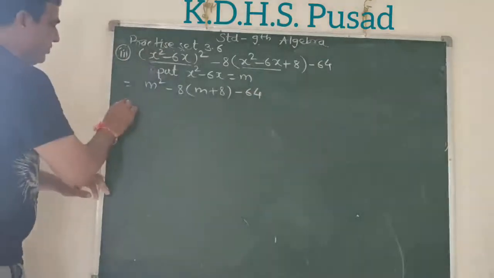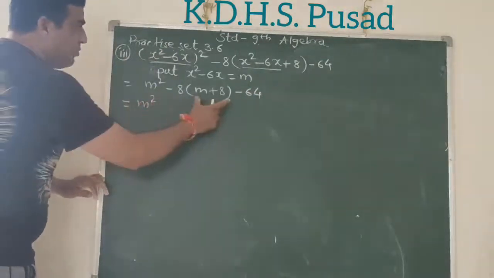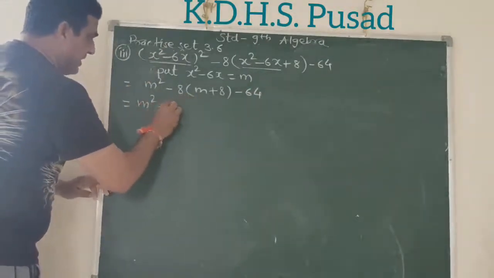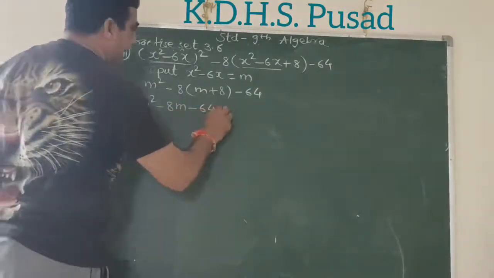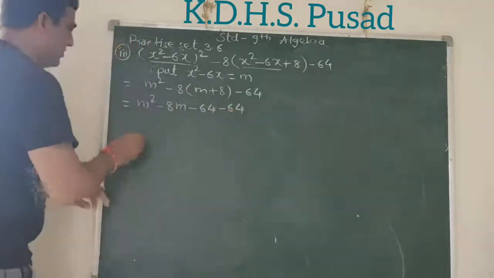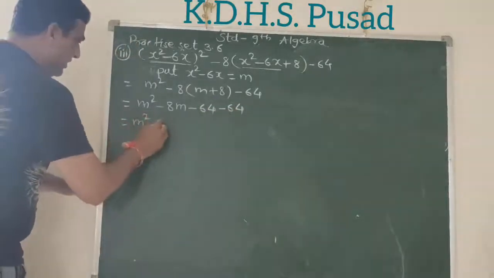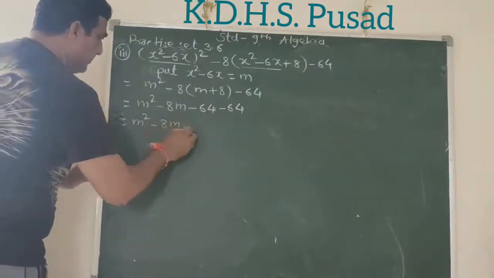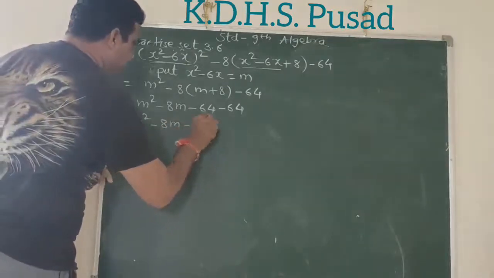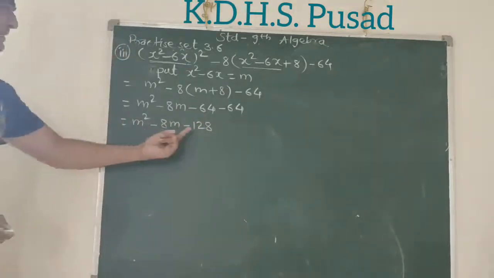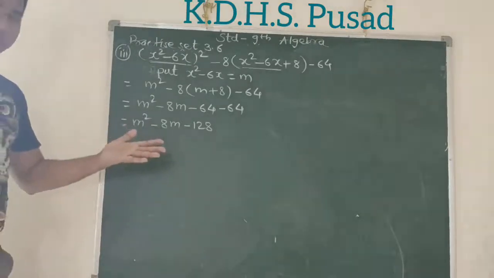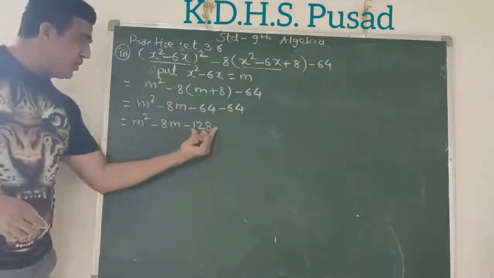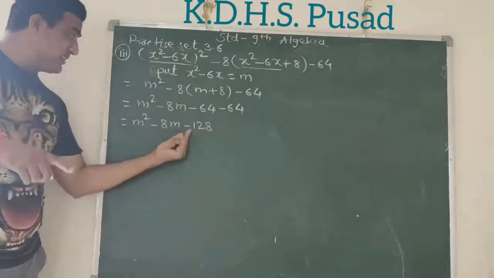So here what will you get? m square. Now multiply this bracket by minus 8: minus 8m minus 64, again minus 64. That is m square minus 8m minus 128. Now that is your quadratic trinomial. Now we want two numbers whose product is 128 and subtraction is 8.